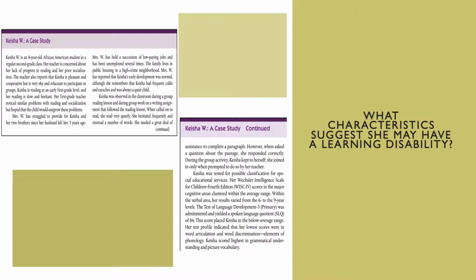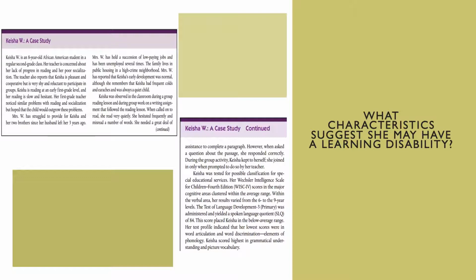Mrs. W. has struggled to provide for Keisha and her 2 brothers since her husband left her. Mrs. W. has held a succession of low-paying jobs and has been unemployed several times. The family lives in public housing in a high-crime neighborhood. Mrs. W. has reported that Keisha's early development was normal, but she remembers that Keisha had frequent colds and earaches and was always a quiet child.